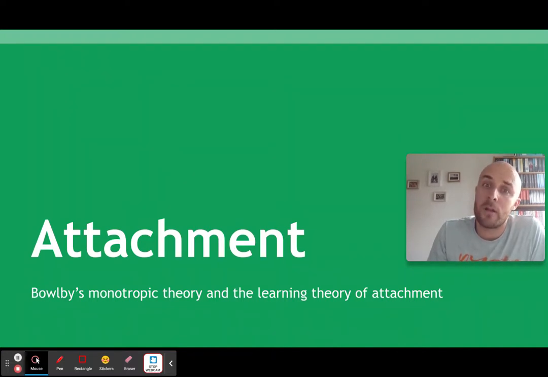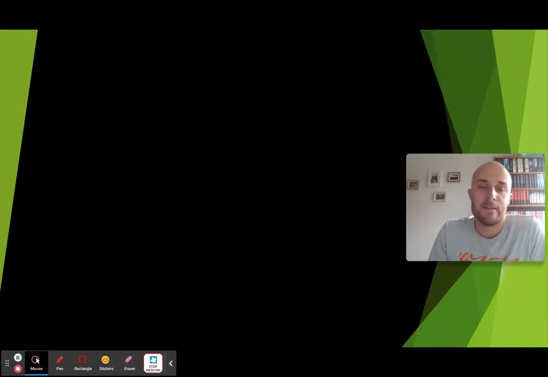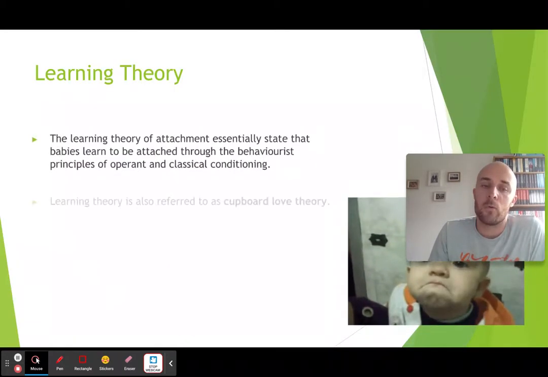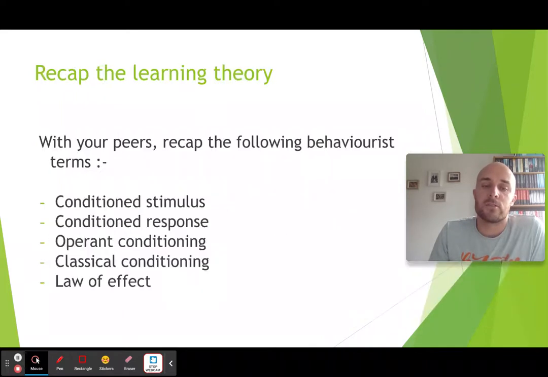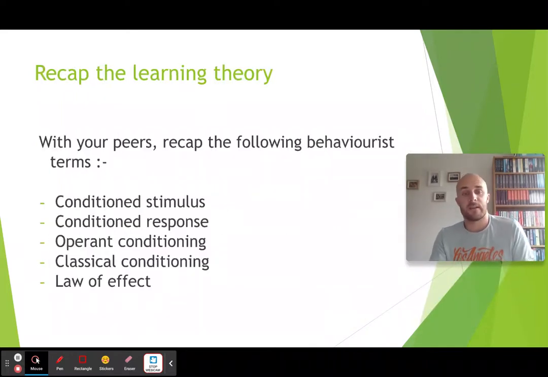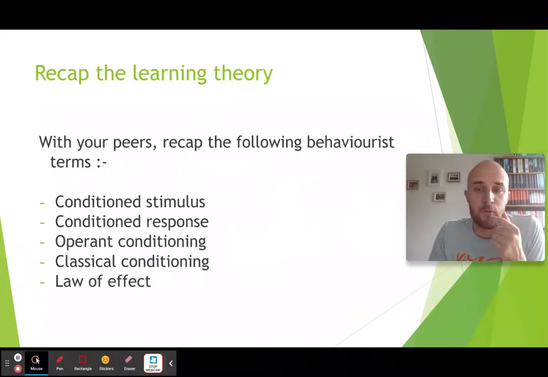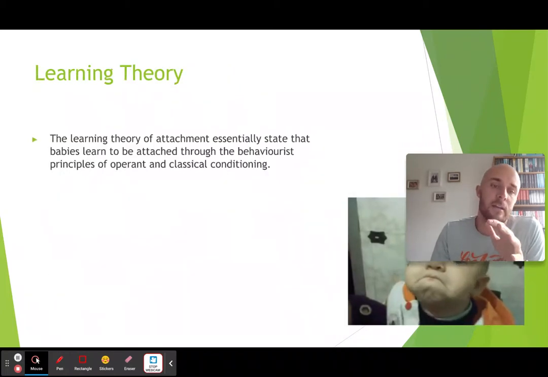So in order to know about the learning theory of attachment, you need to be able to recall what the learning theory is. And so one thing I will be asking all of my classes to do is to recap these terms here. Just a few terms from behaviorism/learning theory: conditioned stimulus, conditioned response, operant and classical conditioning, and law of effect. But let's make a start here then, right?